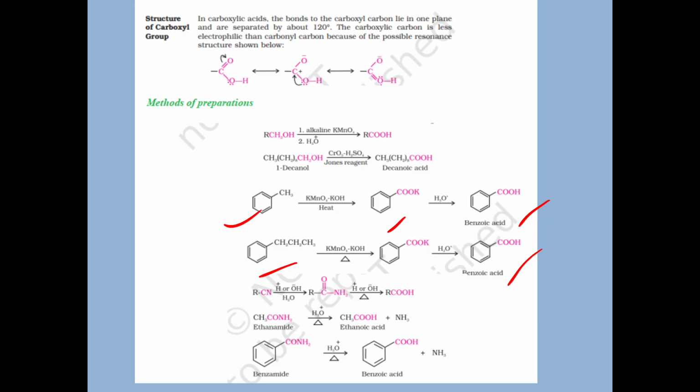Nitrile compound after hydrolysis will give first amide, then carboxylic acid with the release of ammonia. Amide after hydrolysis will give carboxylic acid with the release of ammonia. Benzamide after hydrolysis with acid will give benzoic acid after release of ammonia.